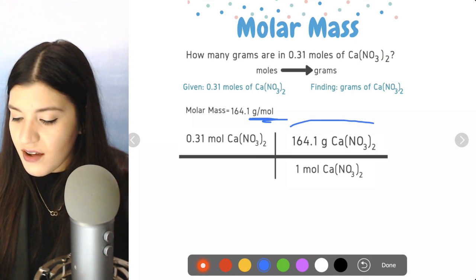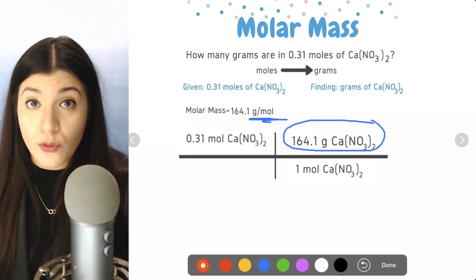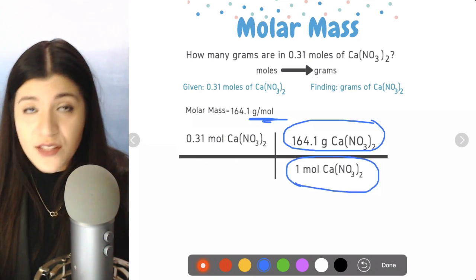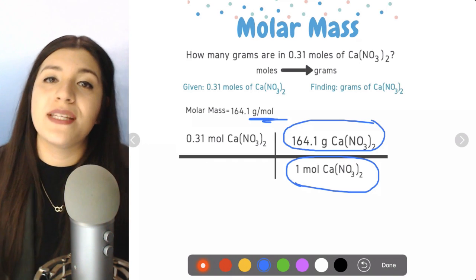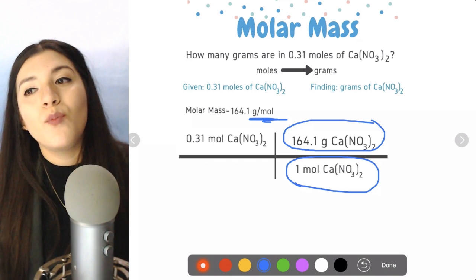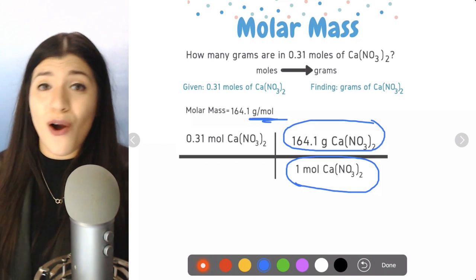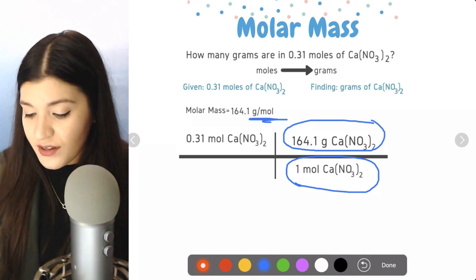We actually have 164.1 grams, and that's equal to 1 mole. So that's always going to be the case. With molar mass, you will always have 1 mole. The only time where you start to change moles is a mole-to-mole ratio, which we'll talk about. But that's essentially the concept with molar mass.